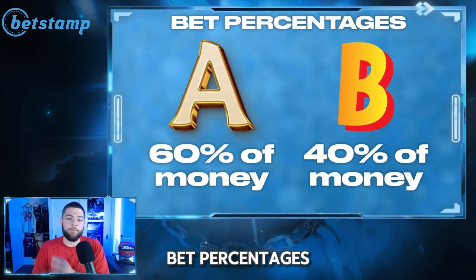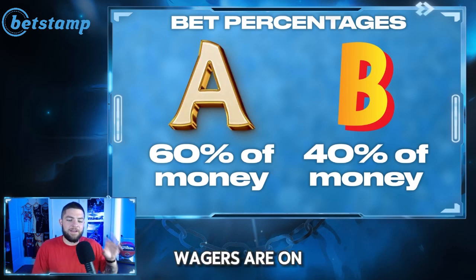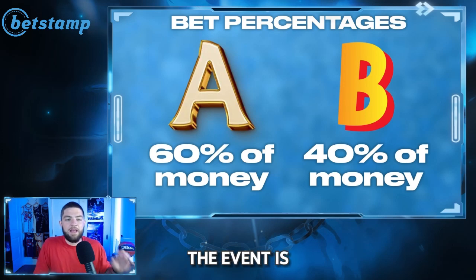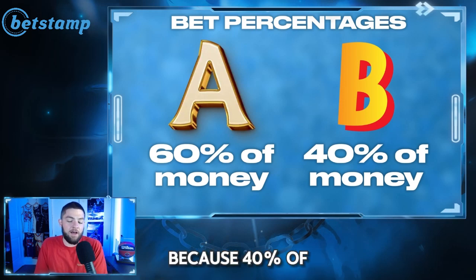This differs from bet percentages, which refers to the total amount of money placed on each side of the event. So even though 70% of the wagers are on Team A, only 60% of the money or handle on the event is on Team A. This means that even though only 30% of the wagers were placed on Team B, there was a higher amount of money within those wagers because 40% of the money is now placed on Team B.